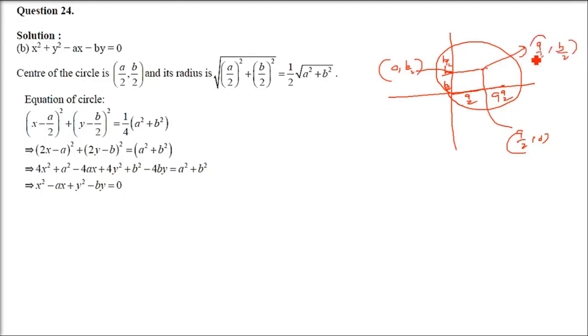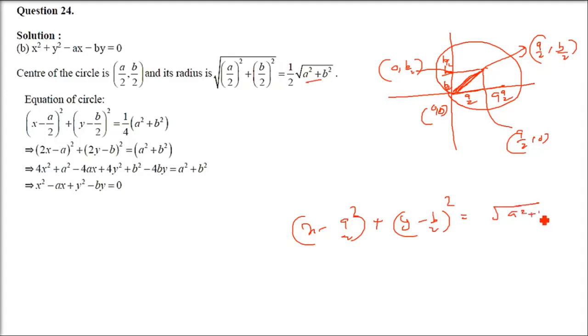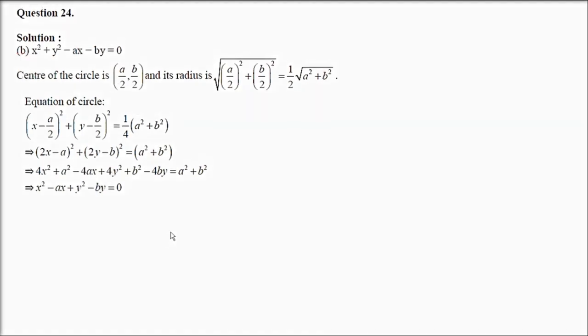And since (a/2, b/2) is the center, you can directly write the equation of the circle as (x - h)² + (y - k)² = r², that is (x - a/2)² + (y - b/2)² = r². Now radius is to be known, but this circle is passing through the origin. The distance from (0, 0) to (a/2, b/2) is the radius. So take the distance, that is under root (a/2 - 0)² + (b/2 - 0)², that is under root (a/2)² + (b/2)². So that will be under root (a² + b²) by 2. This question we have already done in our exercises. That is why I am just telling you the answer. The B option is the correct answer.